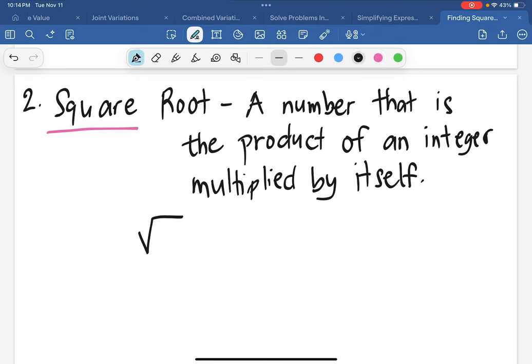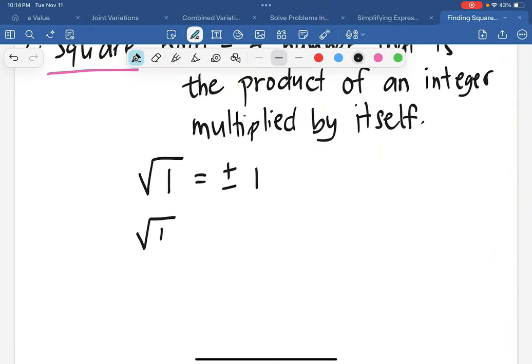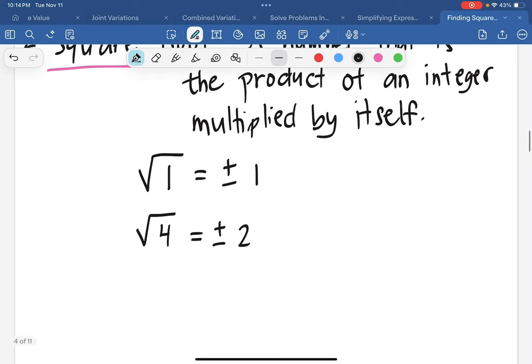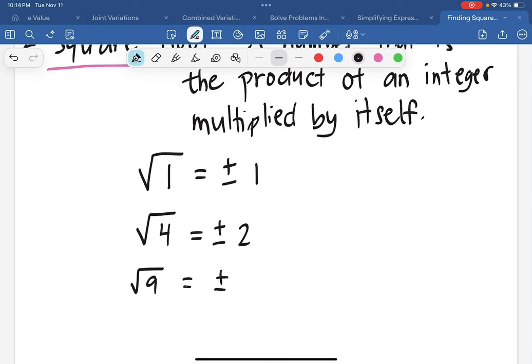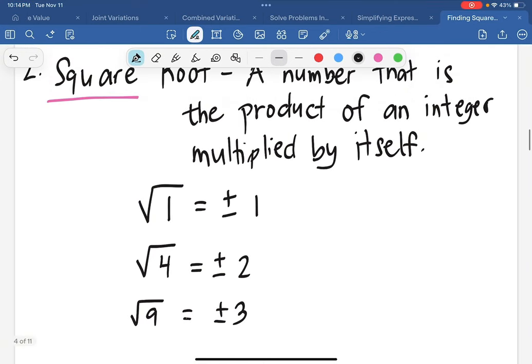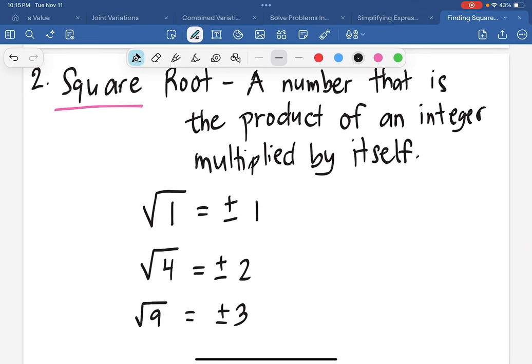Now, based on the definition, for example, we have the square root of 1. We know for certain that 1 is a perfect square. So basically, the answer for this is positive and -1. Another thing, if we have 4, the square roots of 4 are positive and -2. If we have 9, we also have positive and -3. And the list goes on. Again, just remember that the square root and the perfect square, it's just undoing the other.